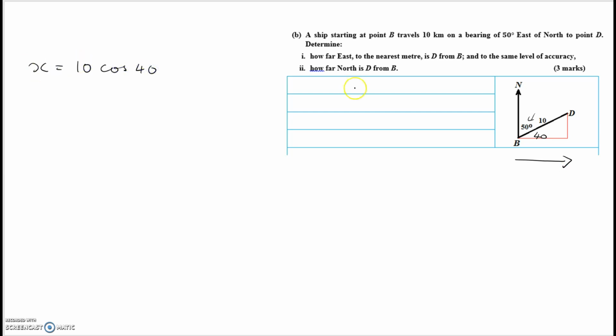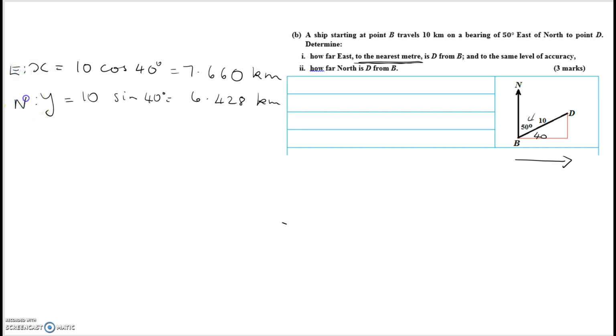Now check what kind of measure do we need. It doesn't say. Yes, it does. It says to the nearest meter. Okay, so 10 cos 40 degrees equals, now check it out on your calculator, that is to the nearest meter. In the y direction, it's 10 sine 40, so that's 6.428 kilometres to the nearest meter. So x is in your easterly direction, and y is in your northerly direction.